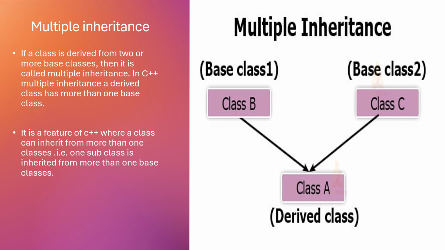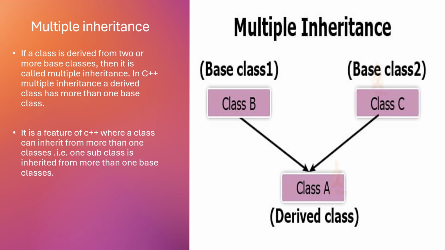In Java, multiple inheritance is not implemented directly, so we use interfaces for that concept. Here in C++, multiple inheritance is supported directly. If your class is derived from two or more base classes, it is called multiple inheritance. So it is not just one base class; two or more base classes can be combined with one derived class.